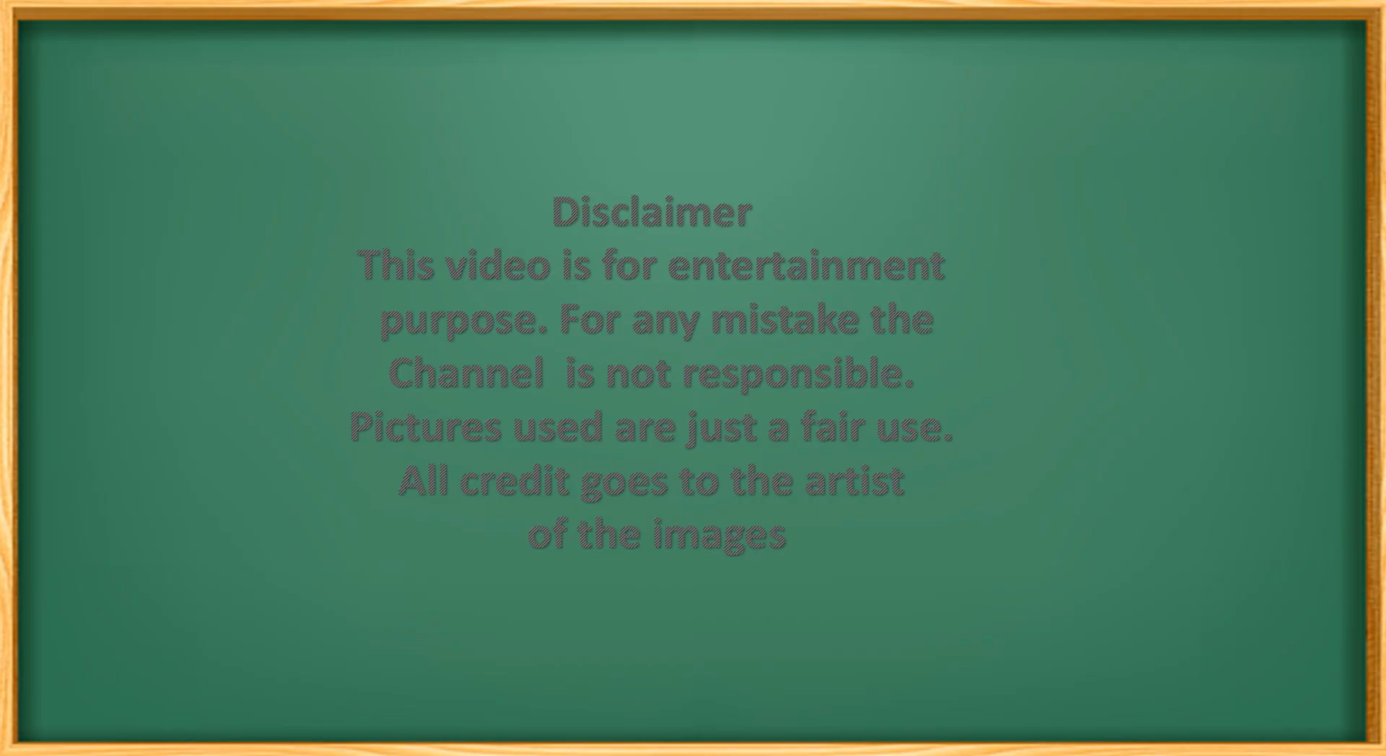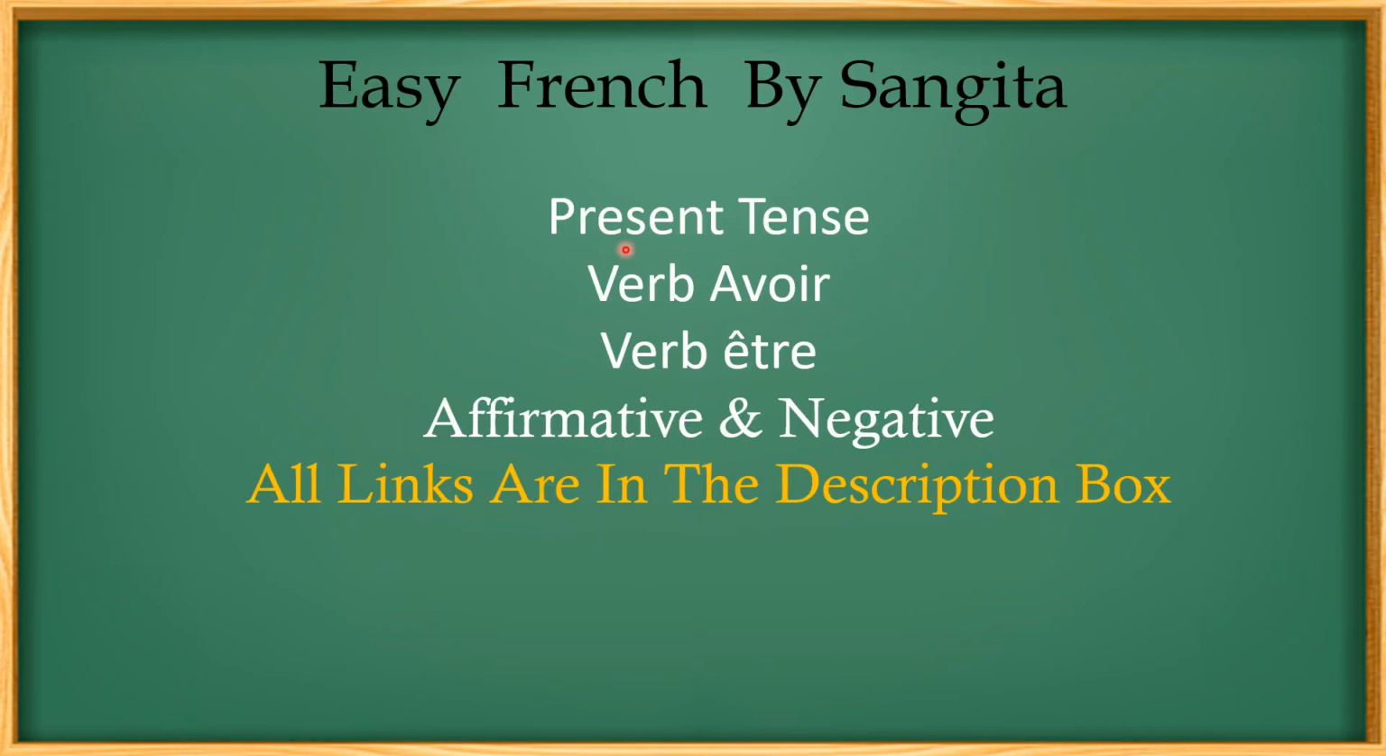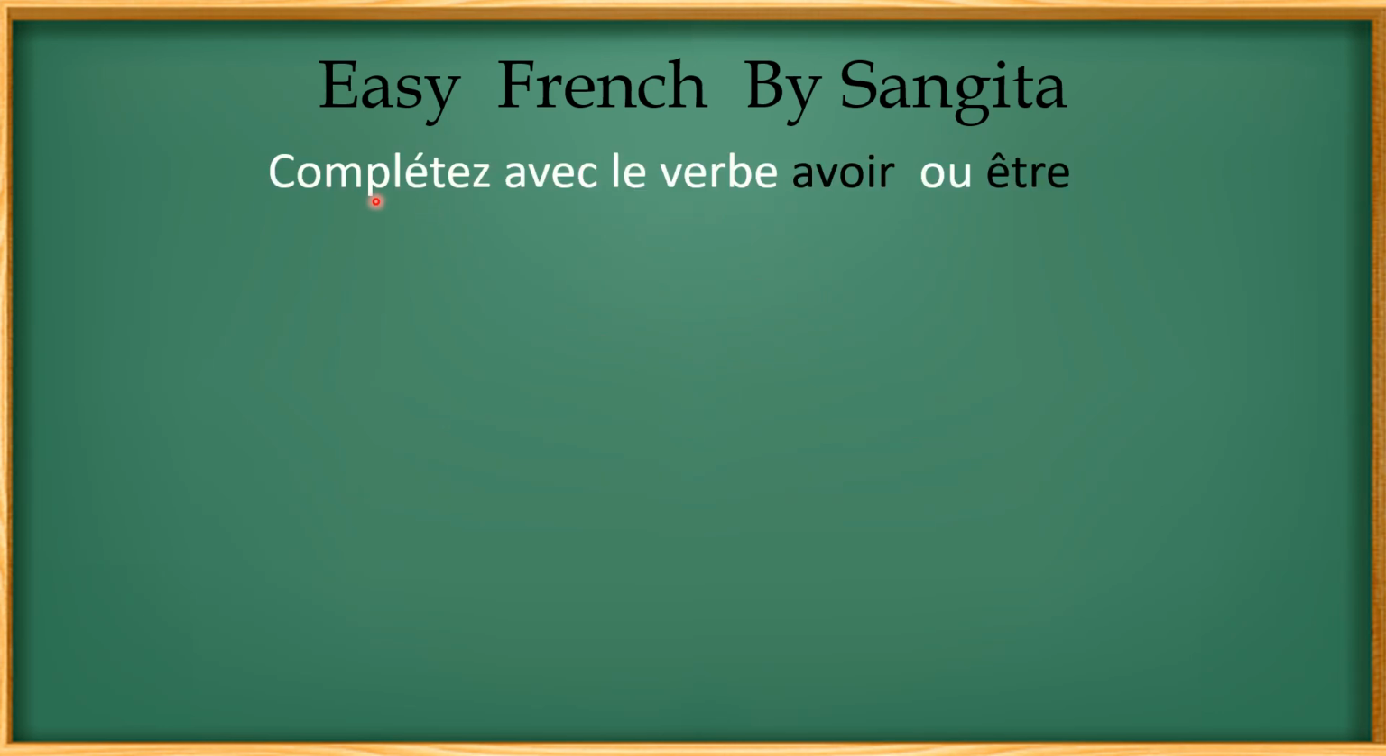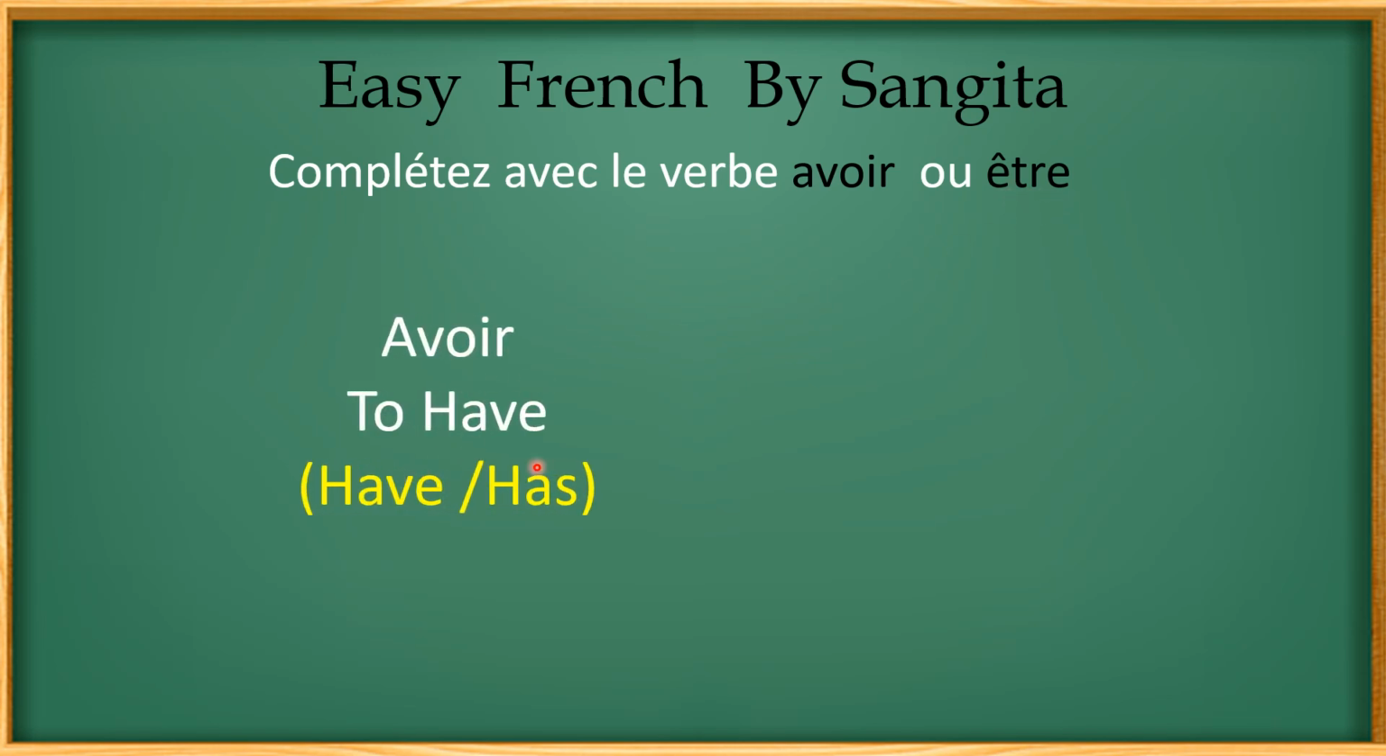So let's start. We have already done the present tense of verb avoir and verb être in affirmative and in negative form. All links are there in the description box. Go through them. Now the question is, complete avec le verbe avoir ou être, which means complete the sentences by using verb avoir or verb être. Avoir means to have and être means to be.